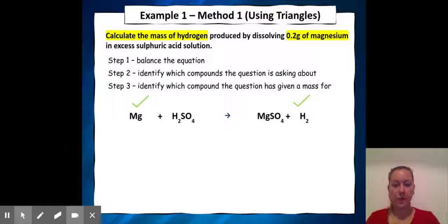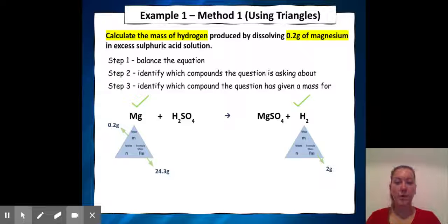So the equation, just by looking at it, is balanced. Identify which compounds the question is asking about. That's what our ticks are for. Now you can tick them or you can circle them. It's completely up to you. But we are looking at magnesium and hydrogen. The question says mass of hydrogen. It says 0.2 grams of magnesium, okay? It only tells you that there is excess acid, so we don't need to worry about that. That just means there is plenty of acid to react with all of the magnesium.